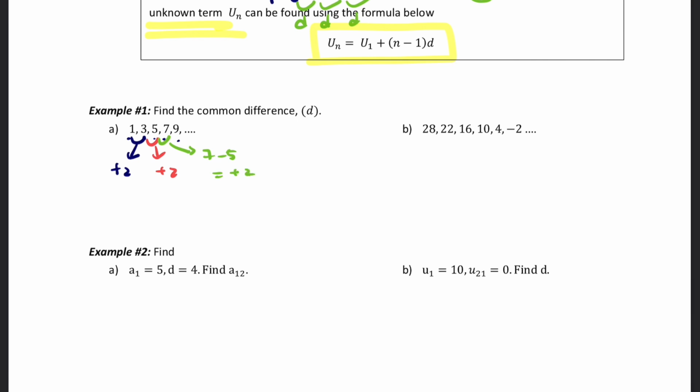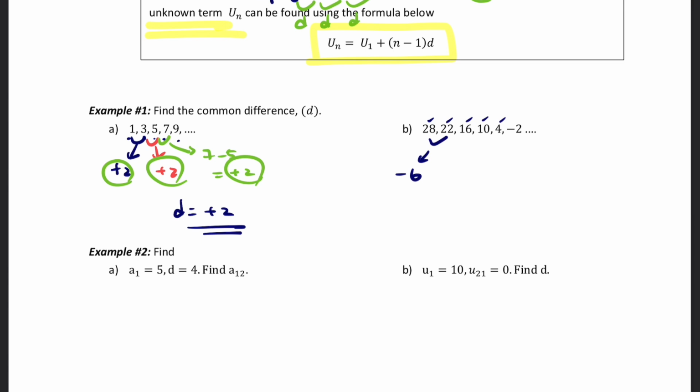So we can say that since each term has a difference of 2, the common difference for this case is positive 2. Then let's look at question B. We have 28, 22, 16, 10, 4. Let's identify the difference between each term and see whether these differences are the same. The difference between 28 and 22 is negative 6, right? We are decreasing the number, so in this case, we have a negative number.